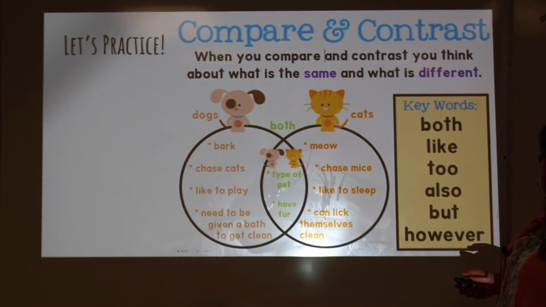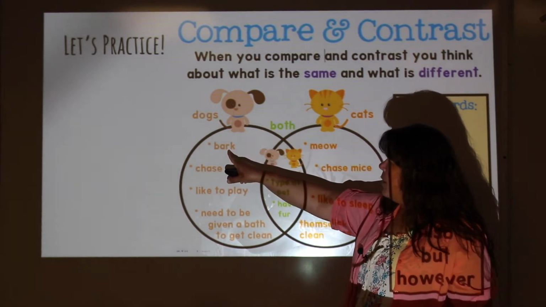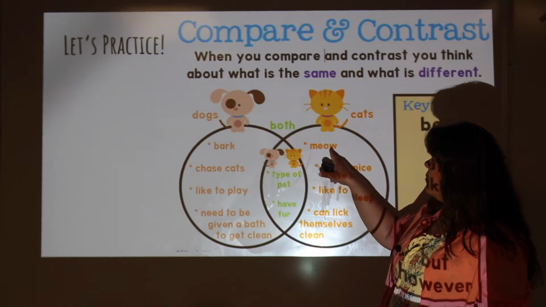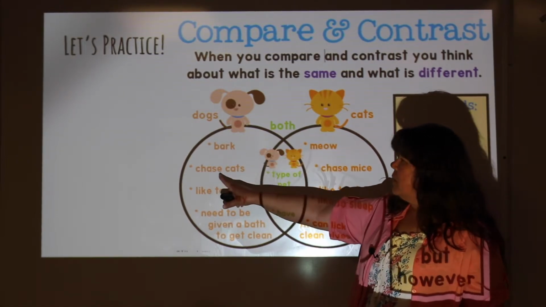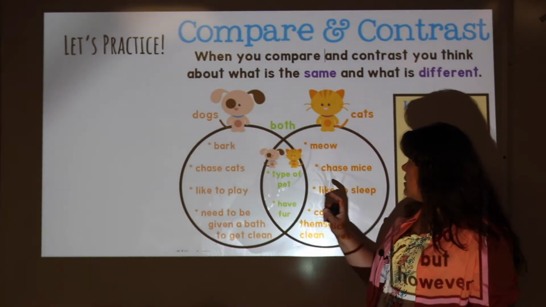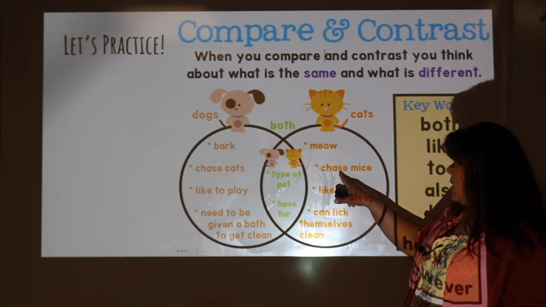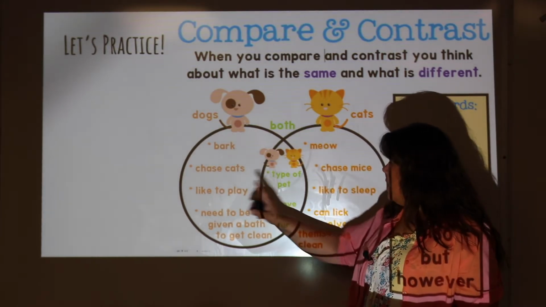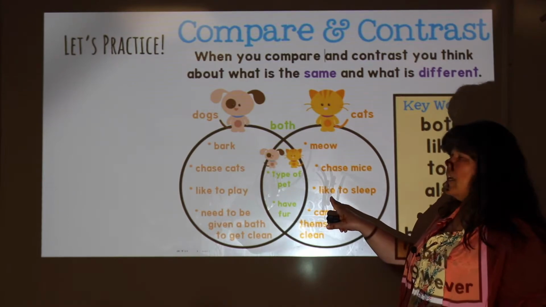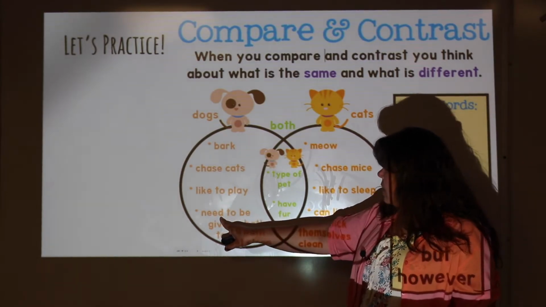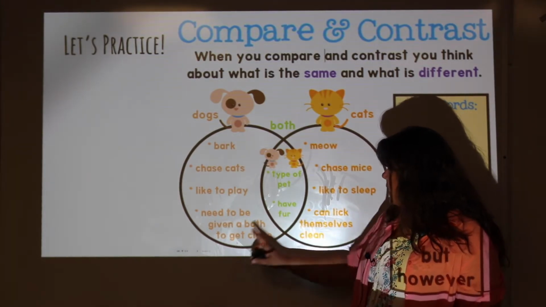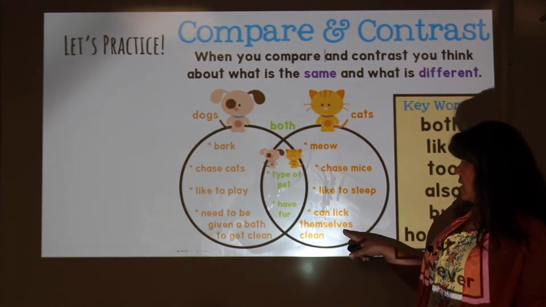So we're going to practice a little bit. Oh, there's our cat and our dog. So when you compare and contrast, a dog over here: dogs bark, cats meow. So they're in their own circle. Dogs chase cats, and cats chase mice. Dogs like to play, and cats like to sleep. They do sleep a lot. Dogs need to be given a bath to get clean, and cats lick themselves to get clean.